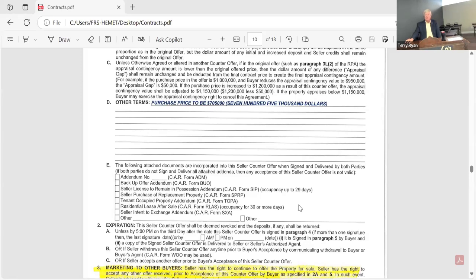Seller's license to remain in possession. I need to stay in the house once I sell it for about 15 days because I need my money out of this house to buy the next house, and that'll take me a few days to close. If I want those included as part of the contract, I check this box. If I'm going to leave tenants in place, then I want the TOPA. If I need to find a replacement property, then I'm going to send you this counteroffer, and it's going to include the SPRP, which is seller's purchase of replacement property. Whatever it happens to be, I can include it in this counteroffer, and then this becomes the seller's counteroffer.